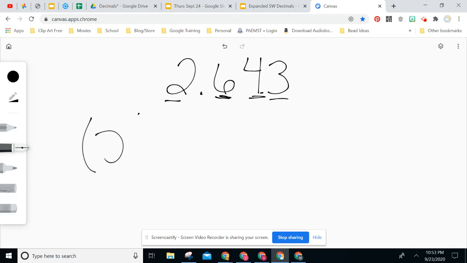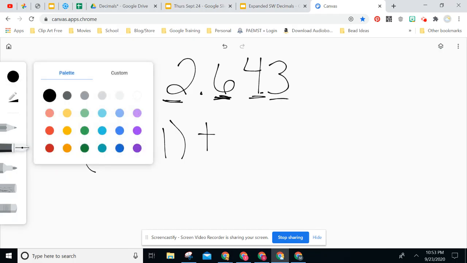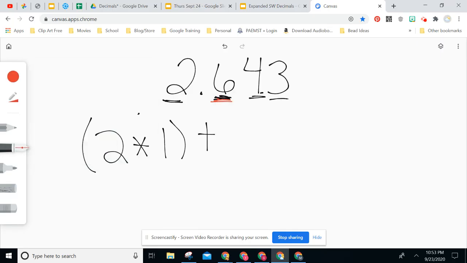All right. So fraction, 2 in the ones place. So 2 times 1. That's the same. Remember, whole numbers are just like we've always done. Plus, okay, we're back to the 6. Let me change color so you can see my lines better. All right, so 6. Okay, so that is the same as saying 6 times 1/10 because it's in the 10th spot.